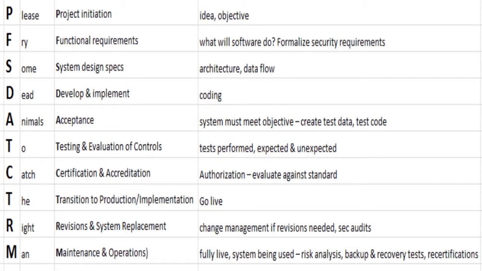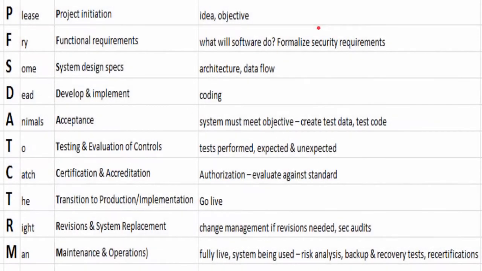Next is the functional requirements. This is where it's decided what the software will do, where the functional requirements are documented, and also the security requirements are formalized. Next, the system design specifications phase is where the architecture and the data flow is documented. At the D, the development and implementation, this is where the actual coding occurs, including the security coding.